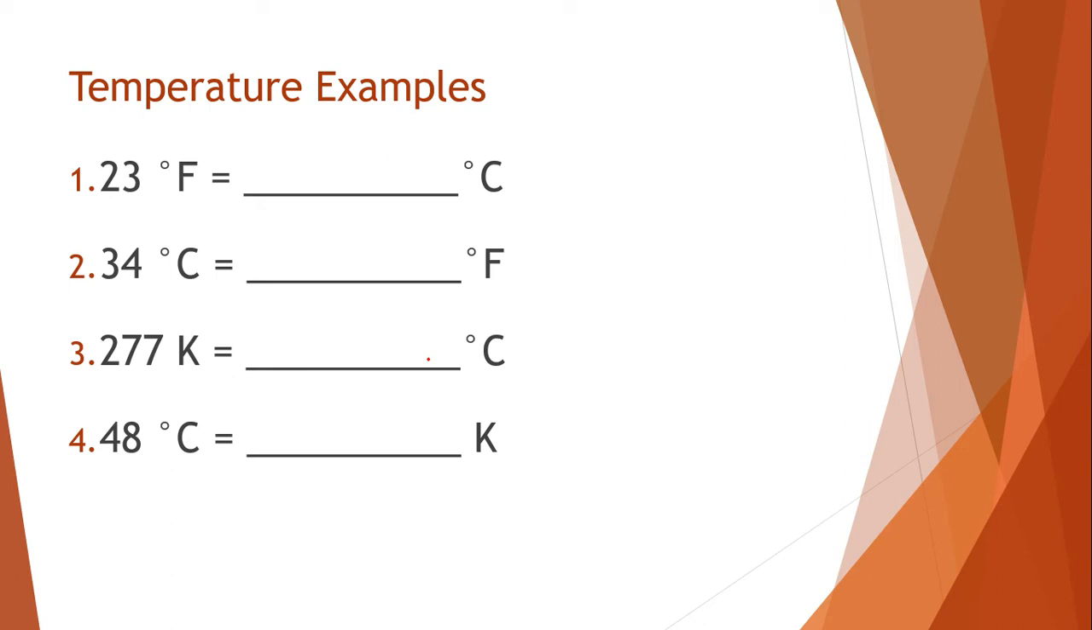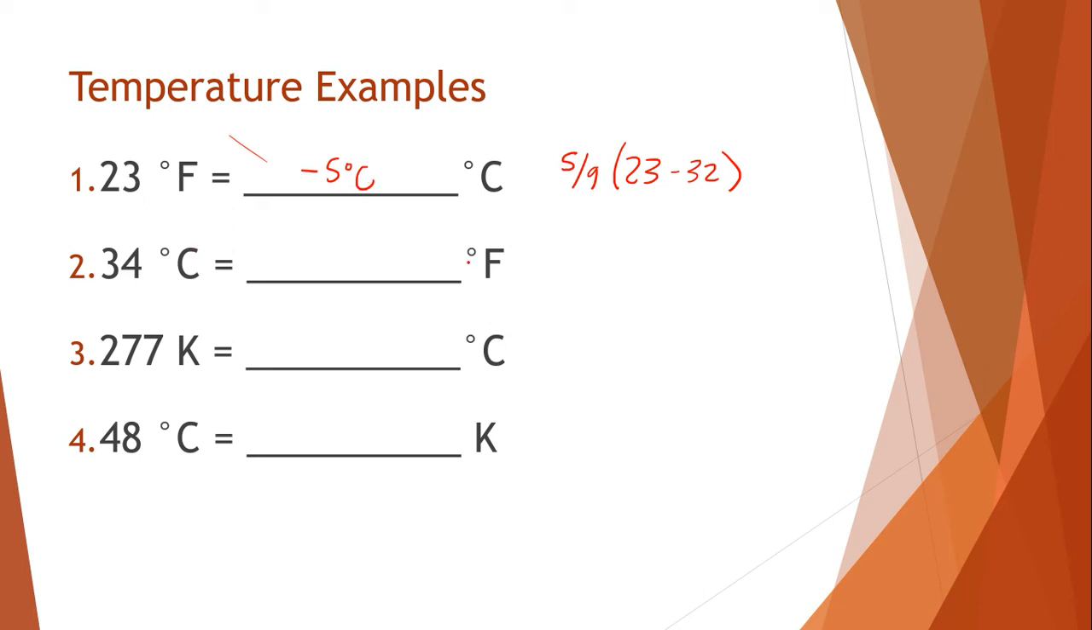Here are some examples. You guys are advanced chem students. I trust you enough to plug this into your calculator whenever you need to. As long as on your worksheet you show me that you had the formula right, you can plug this in your calculator and not have to show me any other work. So for example, on the first one, you can plug in 5 divided by 9 times 23, which was my Fahrenheit, minus 32. And you should be able to tell me it's negative 5 degrees Celsius.